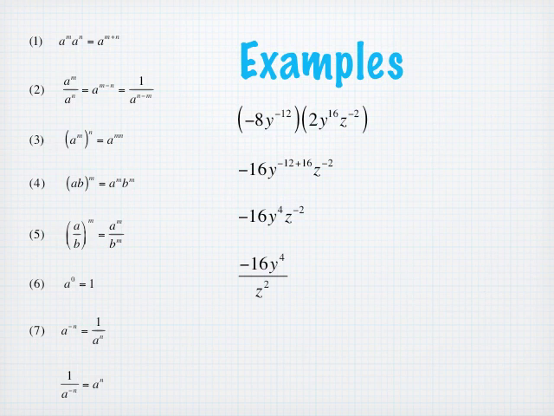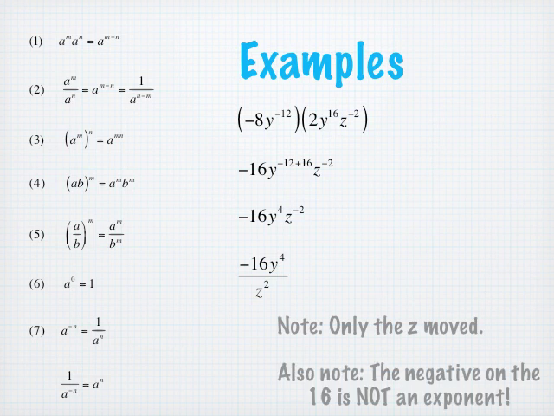The negative 16 is just fine. That is just a negative number. That's not a negative exponent. So make sure that you see the difference. So note only the z moved. And also note the negative on the 16 is not an exponent. It's not going to move around.